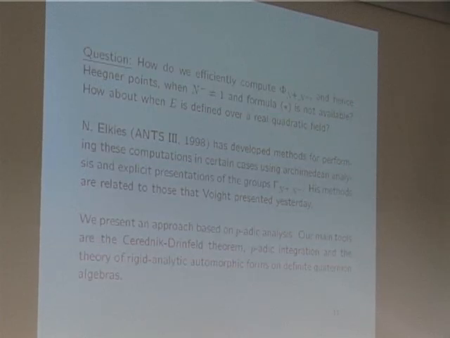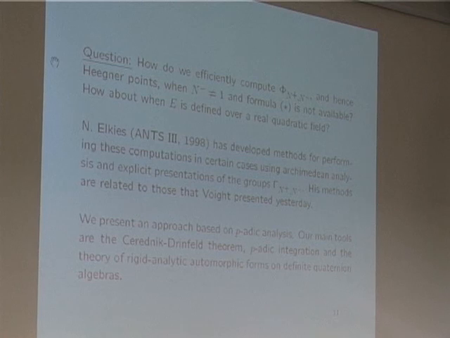So the question is, how do we efficiently compute this modular uniformization phi n plus n minus, and hence Heegner points when n minus is not equal to 1 and the formula star, which involved the Fourier coefficients, is not available? And what about E when E is defined over a real quadratic field? These are the computations we want to do.